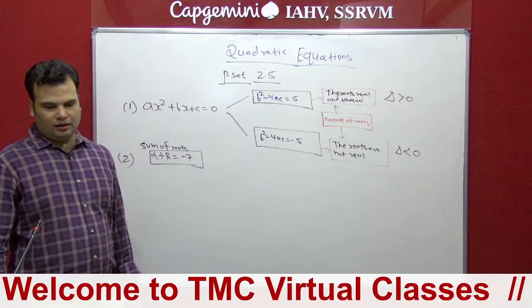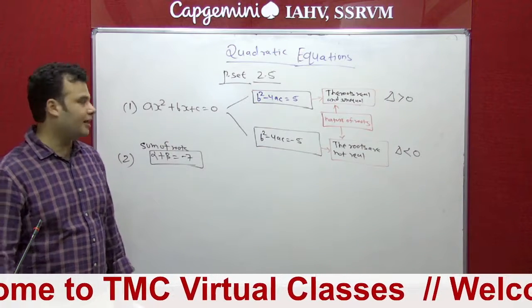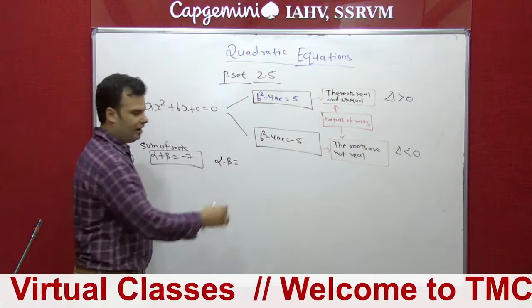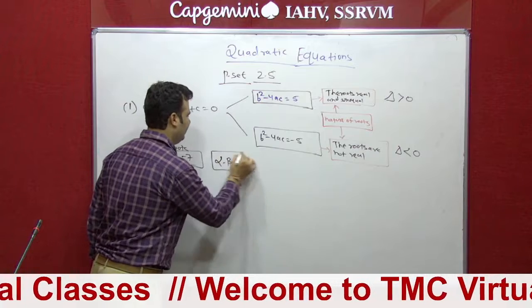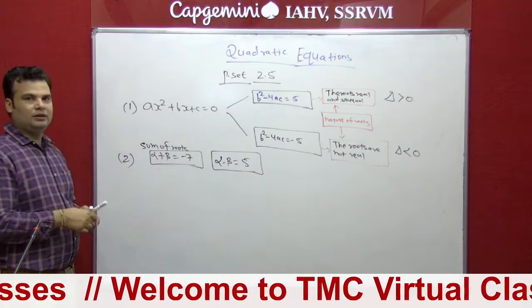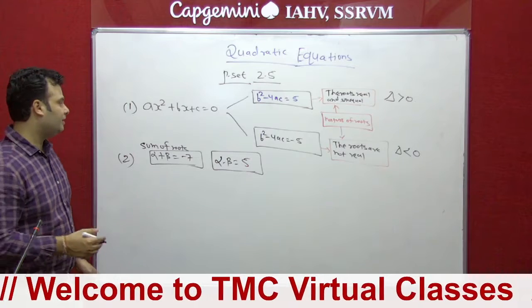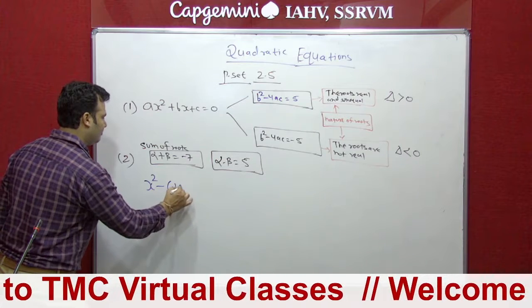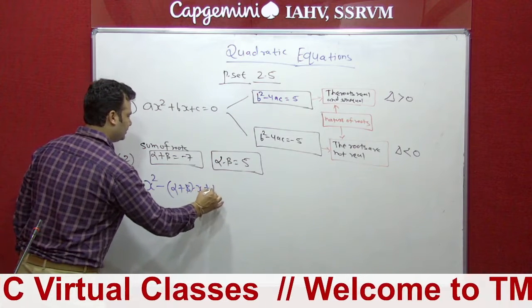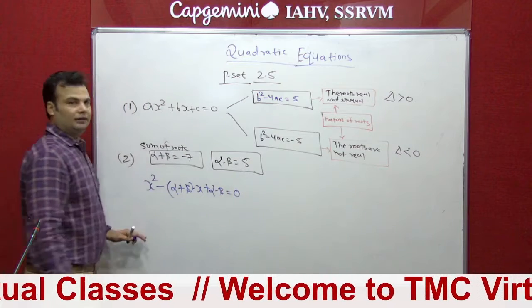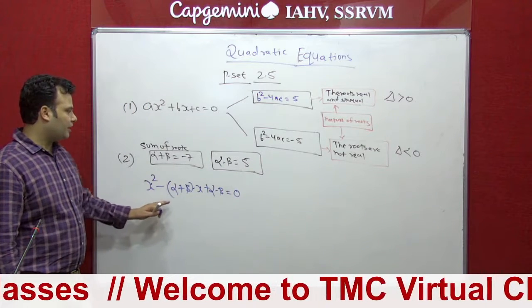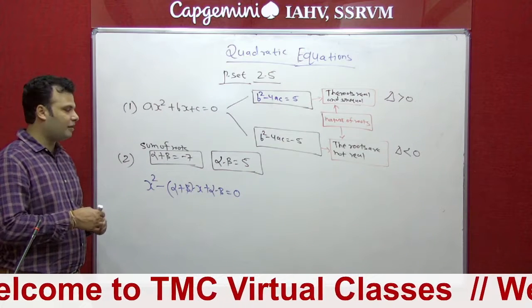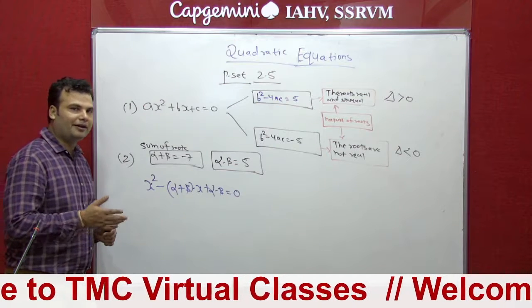Similarly, we have to form the quadratic equation using their product. Product of roots means alpha into beta is given, alpha into beta is 5. So the product of roots is given, and we have to form the quadratic equation. So student, remember the simple formula: x square minus (alpha plus beta) into x plus alpha into beta equal to 0. The product and the sum are given, and we have to form the quadratic equation.